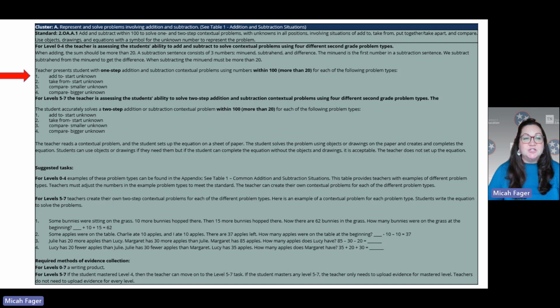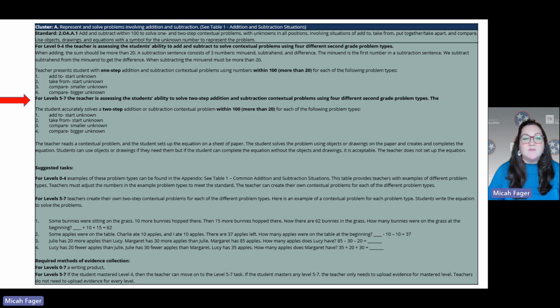To assess, the teacher will present the student with one-step addition and subtraction contextual problems using numbers within 100, and again, the sum and the minuend must be more than 20 for each of the following problem types. 1, add to, start unknown. 2, take from, start unknown. 3, compare, smaller unknown. And 4, compare, bigger unknown.